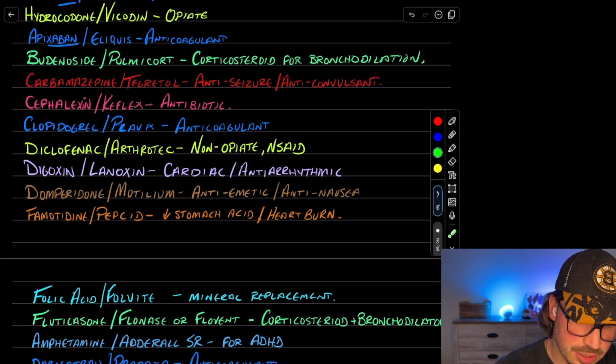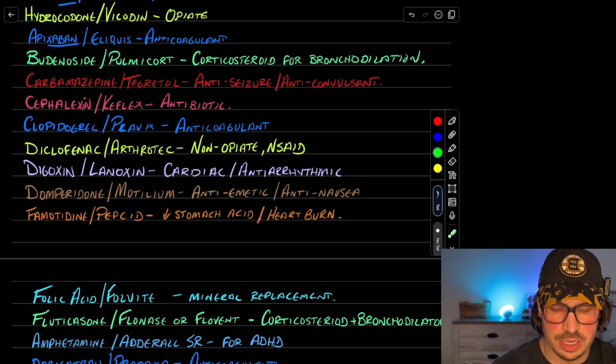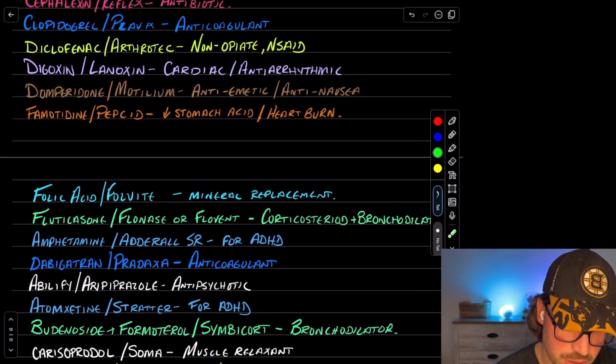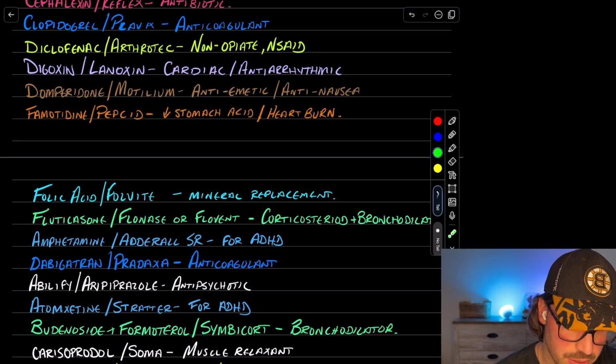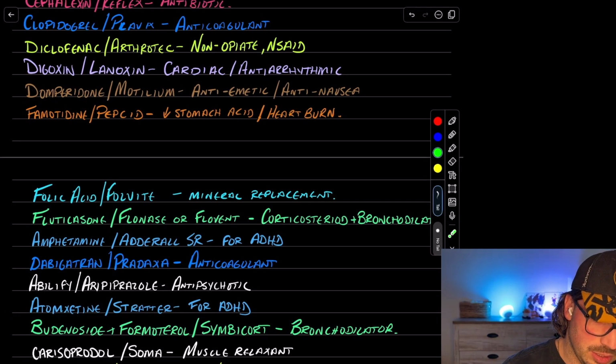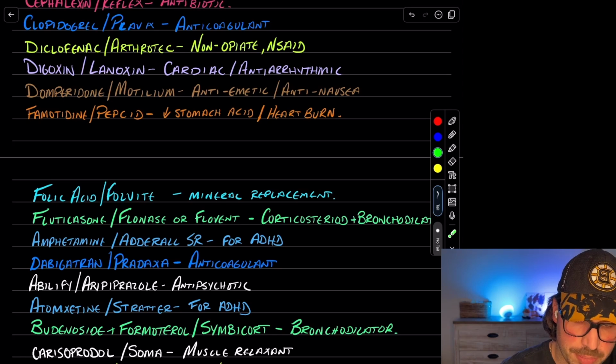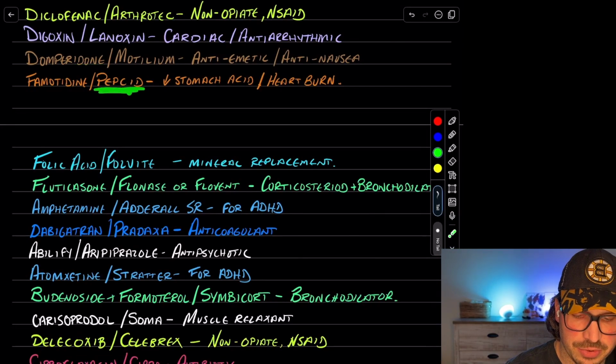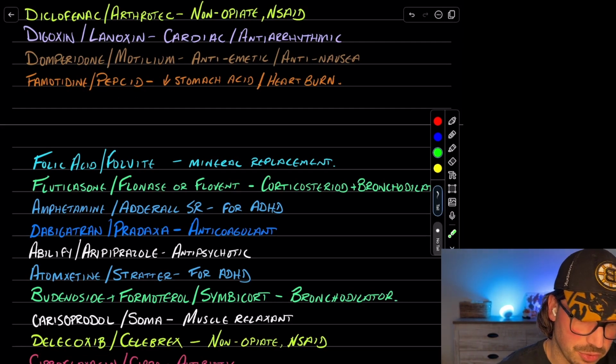This one has the AC at the end, though, like the other NSAIDs had on that list. What else are we doing here? I don't know. Some of these are weird, like domperidone. That follows the naming. Pepcid AC. If anyone's taking anything for heartburn, that's what that's for.